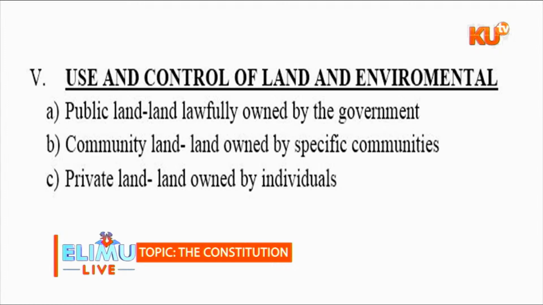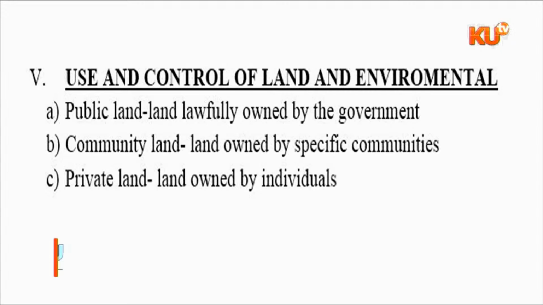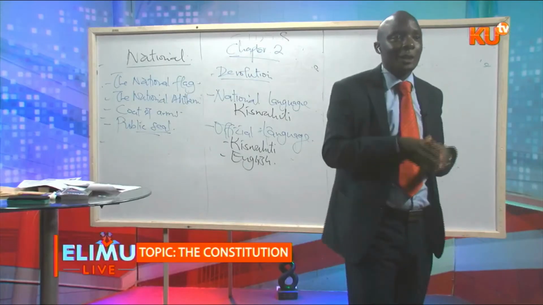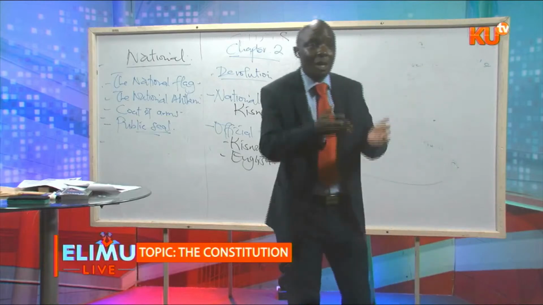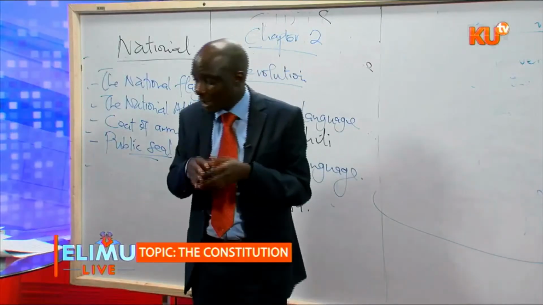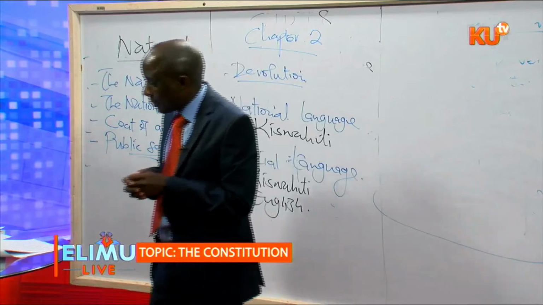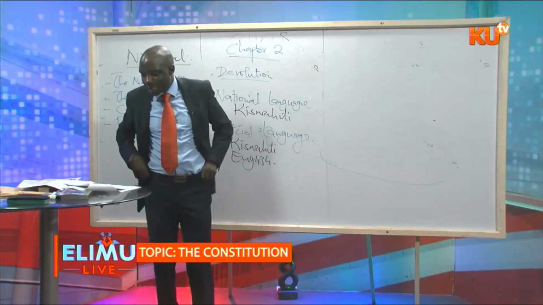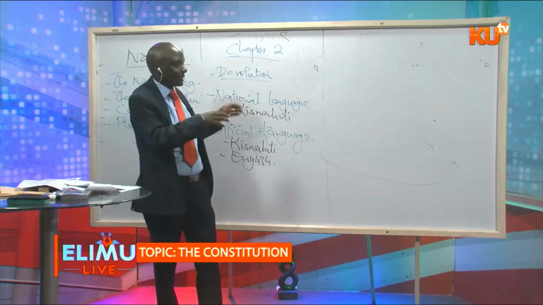So we have three forms through which land is held in Kenya. We have public land, that's owned by the government. We have the community land owned by specific communities. And then we also have private land that's owned by individuals. Remember, when you talk about the early forms of agriculture, we say one of the characteristics of early forms of agriculture is that land was owned communally, and the communities actually were given that land to till, but land belonged to a community.